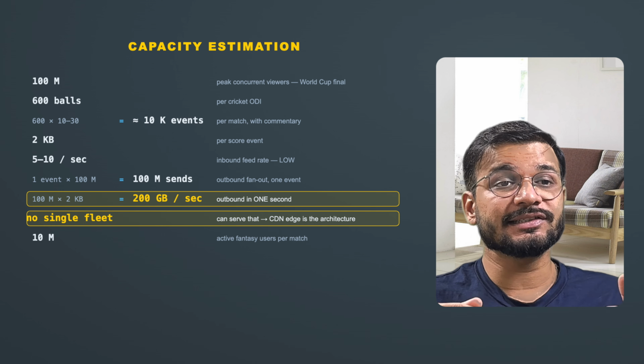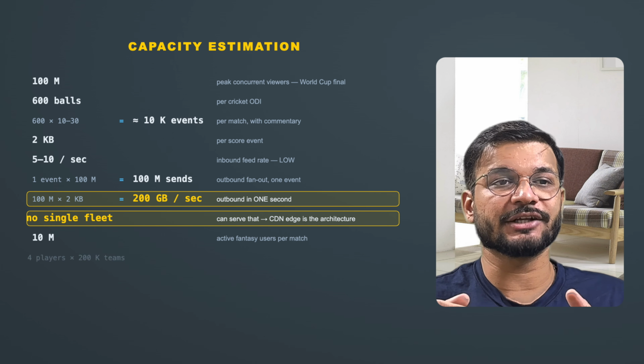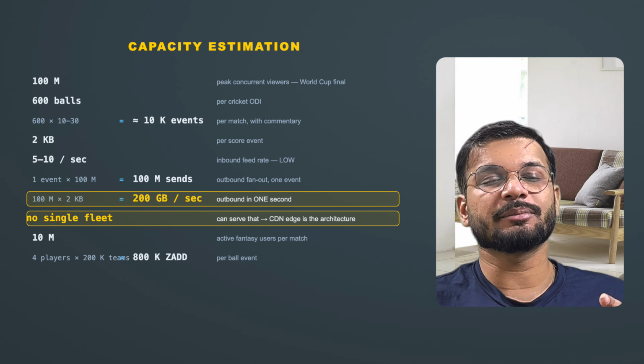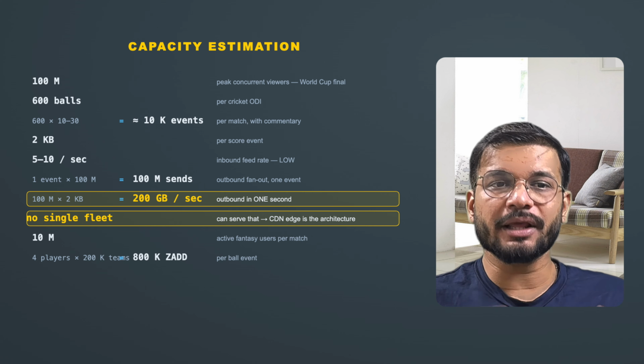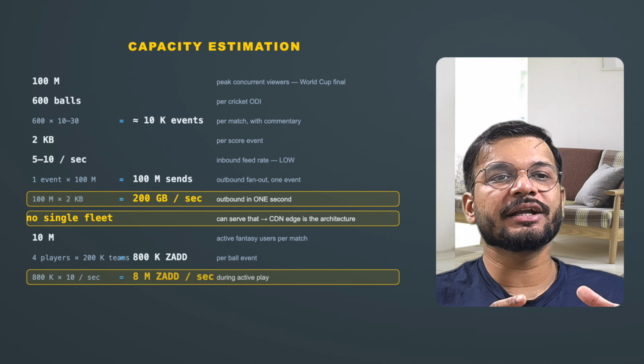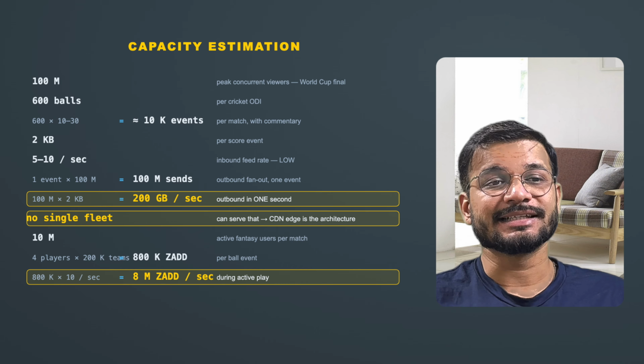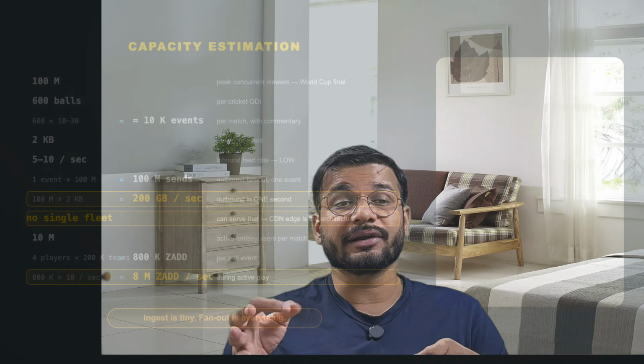Now, for fantasy sports, let's say 10 million active fantasy users watching the match. Each score event updates multiple player scores. Each player appears in thousands of fantasy teams. One ball event could trigger millions of leaderboard position changes. Now, Redis ZADD throughput becomes the critical metric.